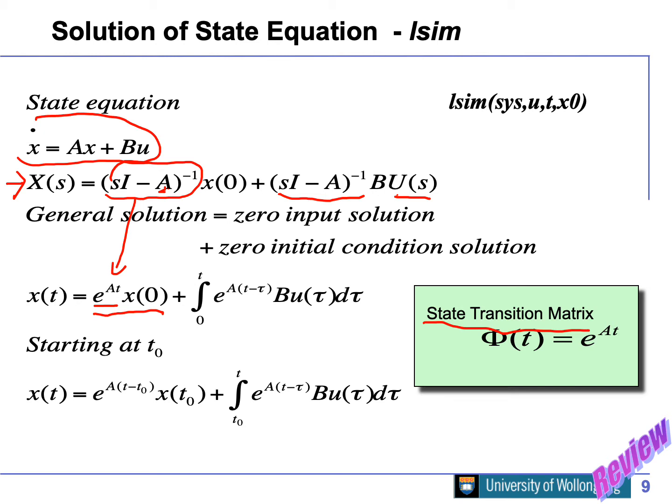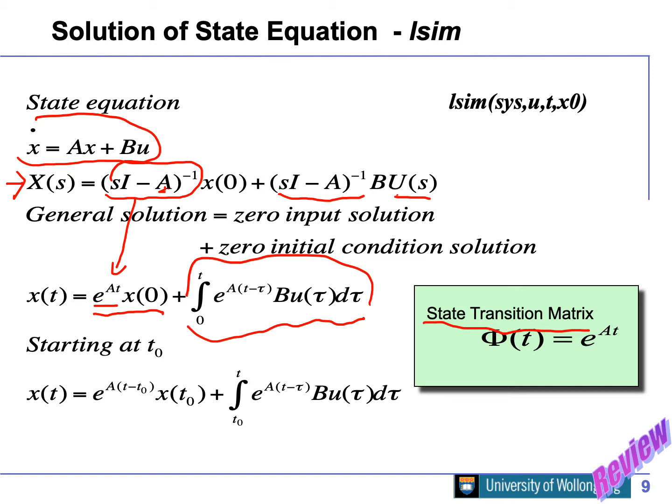We can't just do e to the At anymore. It becomes a convolution: e to the power of A(t minus tau) with u(tau), where tau is integrated from 0 to t. So basically this is why we do the Laplace transform, to make the convolution become just multiplication.